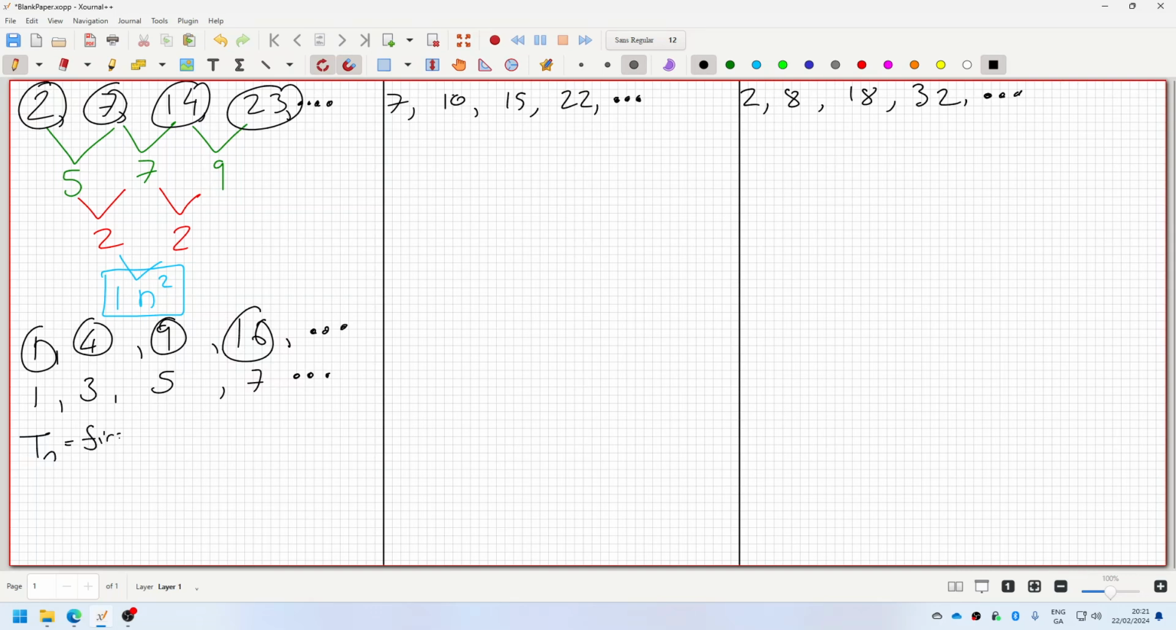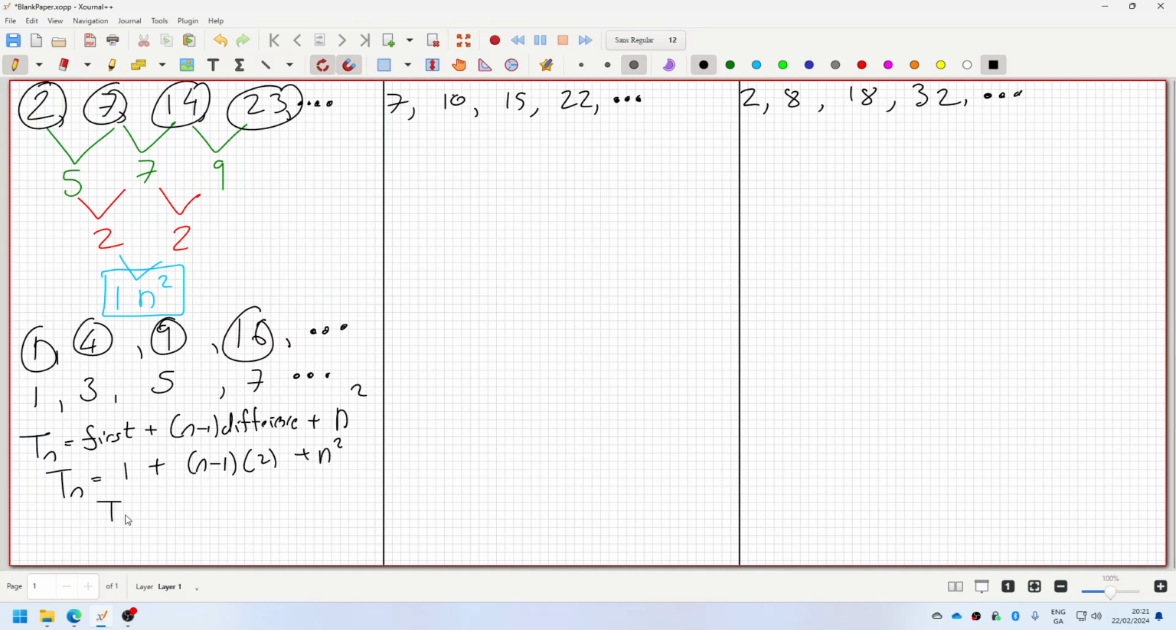And the formula for the quadratic sequence will equal the formula for this linear sequence, which is the first term, plus n minus 1 times the difference, plus this helper, 1n squared. So that would be Tn equals the first term, which is 1, and the difference is 2, n minus 1 times 2, plus n squared.